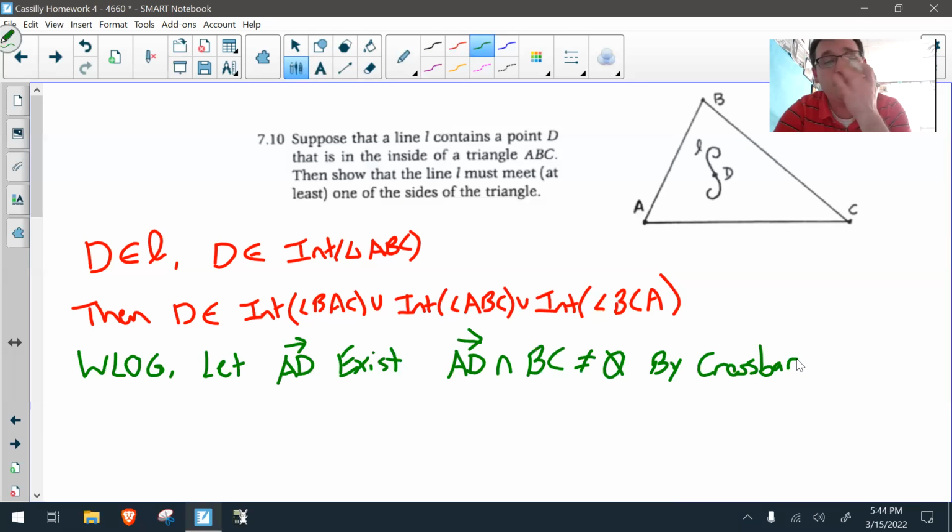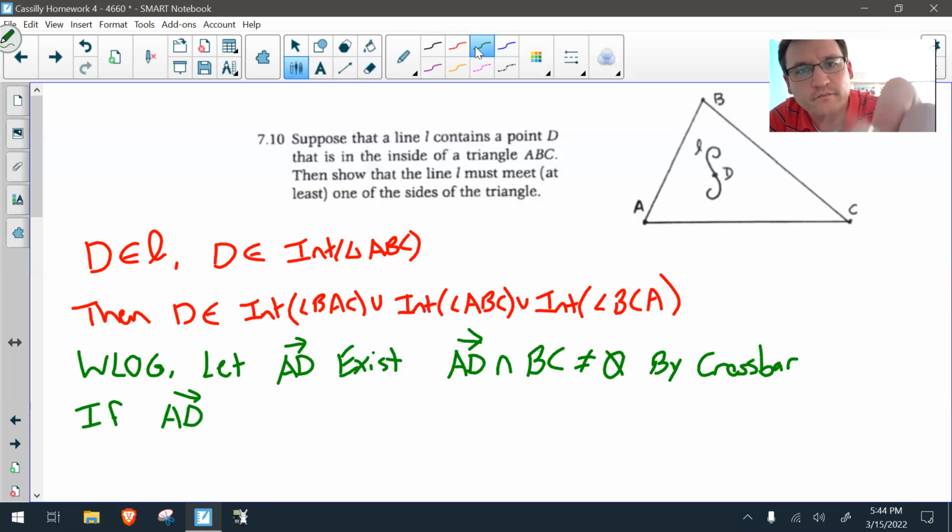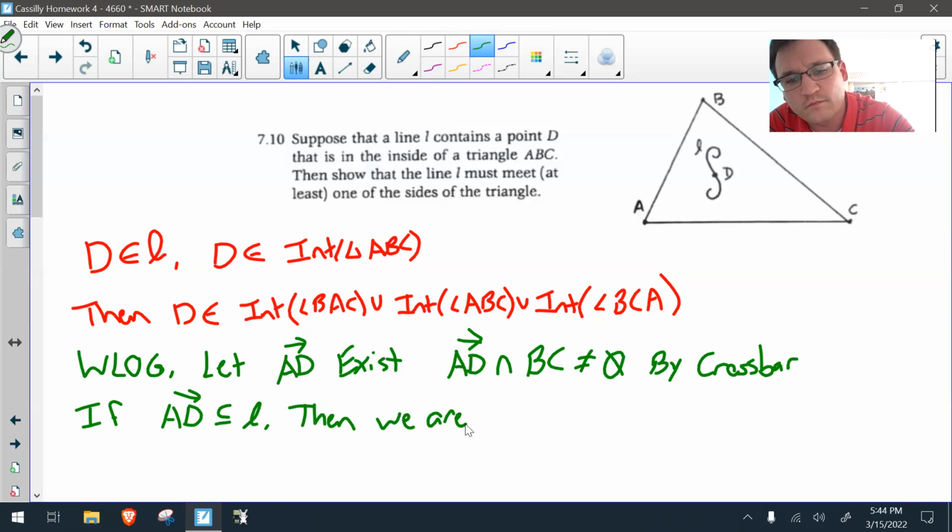So let's go ahead and assume that line L contains ray AD. If line L contains ray AD, so ray AD is a subset of L, then we're done. Then we are finished.